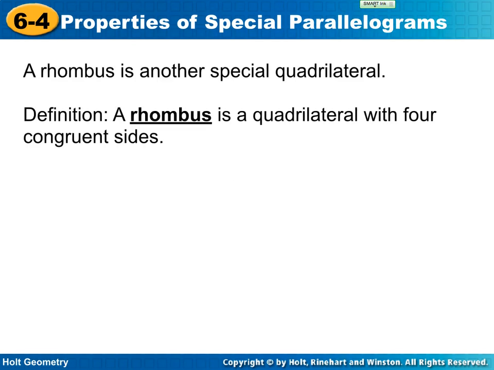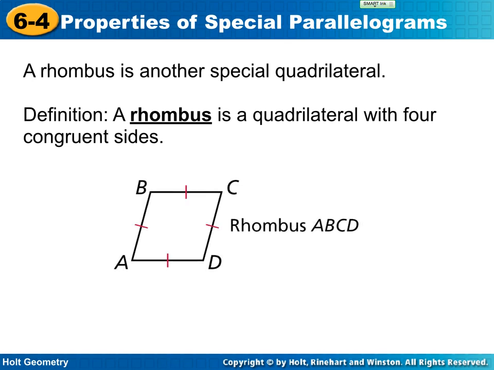Okay, on to a rhombus. A rhombus is another special quadrilateral. It has 4 sides and 4 congruent sides.